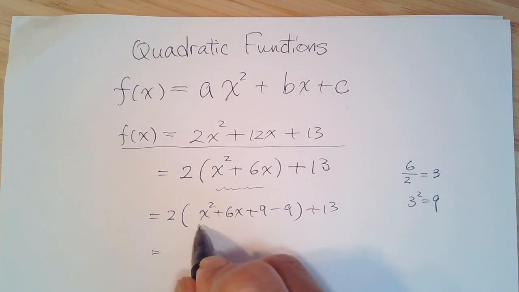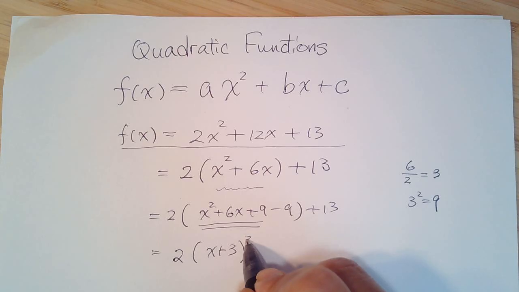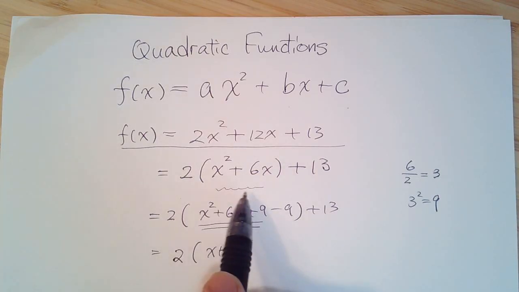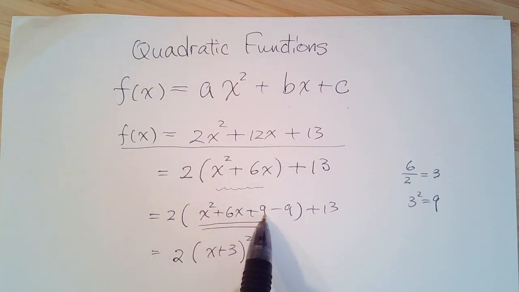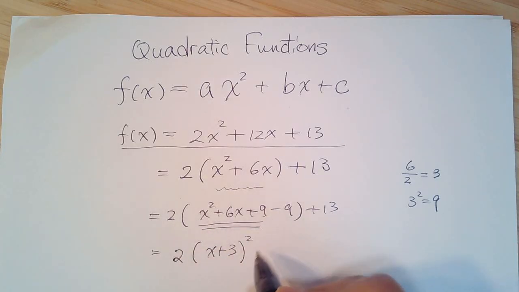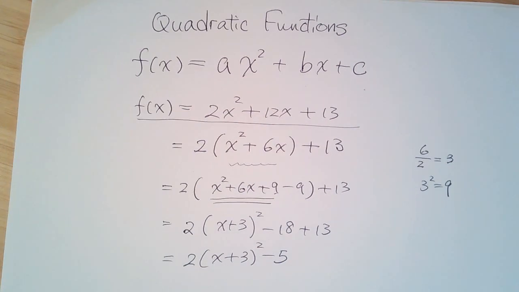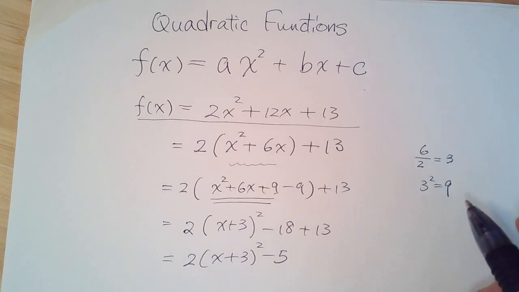Let's simplify, because we know this is a complete square. So that's 2 times (x plus 3) squared, and then 2 times negative 9, because this 9 goes out here. And then this is negative 18 plus 13. So I combine like terms, and I get 3, because negative 18 plus 13 is negative 5.